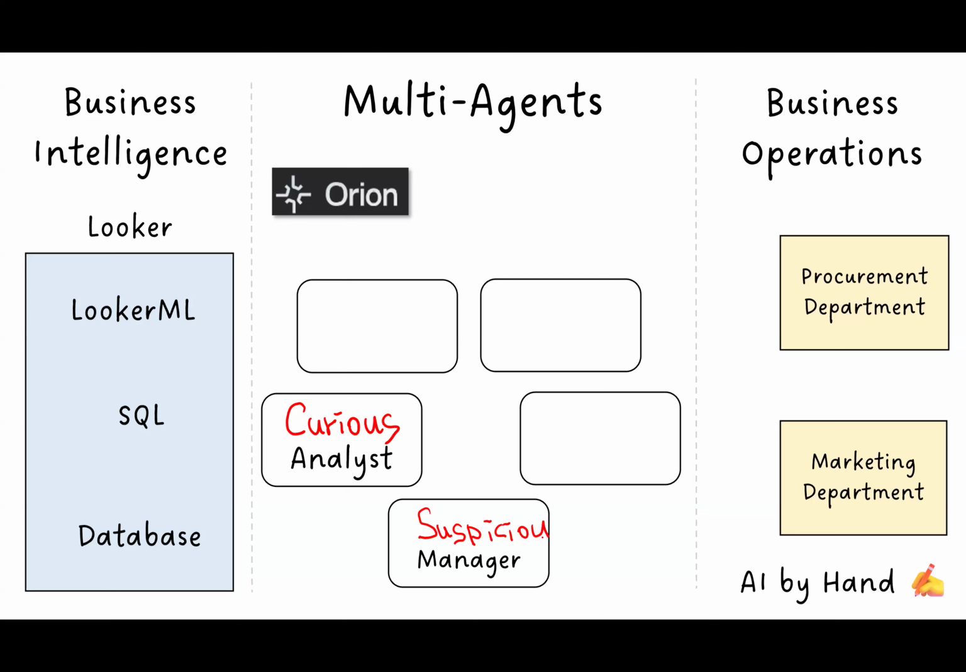And when you build a multi-agent system, such as using Orion, what Orion wants to achieve is to provide services similar to having a bunch of McKinsey consultants. McKinsey consultants are very expensive to hire.